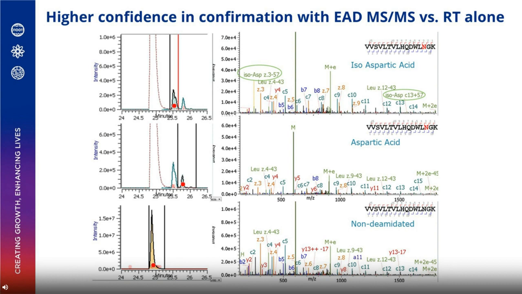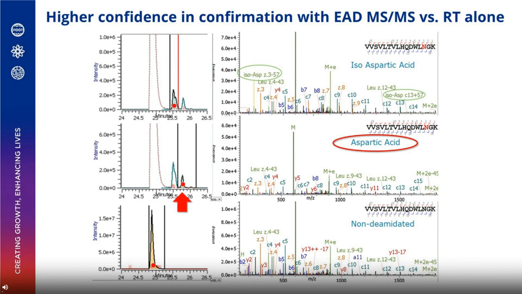This figure shows the XIC on the left and the MS spectrum on the right of the same peptide sequence, but with different deamidation status and different retention times on the spectra. The non-deamidated peptide eluted earliest, at the bottom, followed by deamidated aspartic acid in the middle, and the last one to elute, at the top, is the isoaspartic acid.